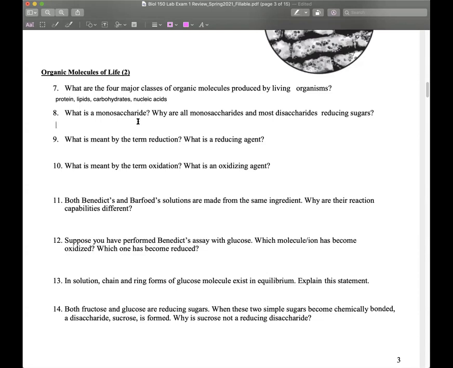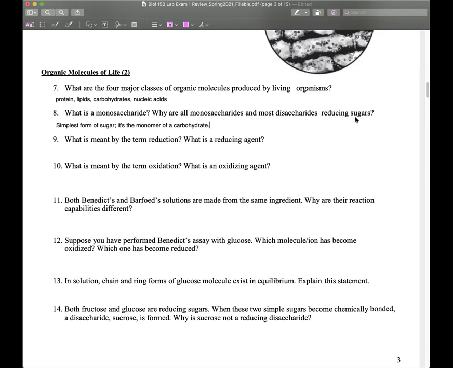A monosaccharide, what is it? How would we define that? It's the simplest form of sugar. Right, it's the simplest form of sugar. Another way you could word that is it's the monomer of a carbohydrate. So putting together many of these monomers, you could come up with a polymer like a starch.